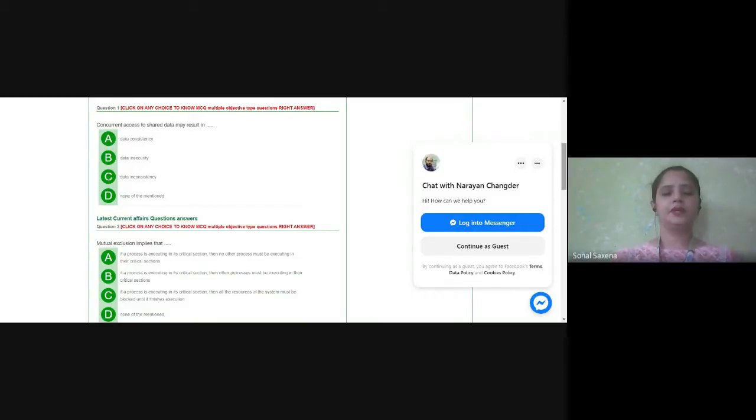So here we have some questions related to the critical section problem. The first question says: concurrent access to shared data may result in what? Let us assume that you are not following the rules of the critical section problem, where you are allowing multiple processes to run inside and share the data. Then what will happen? Will there be data consistency? Data insecurity? Data inconsistency, or nothing at all? I think you would be able to easily answer this question from today's lecture.